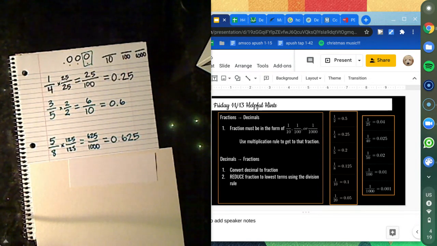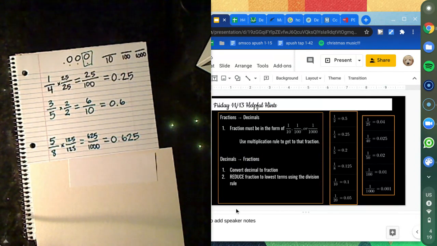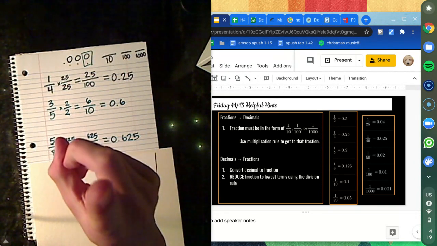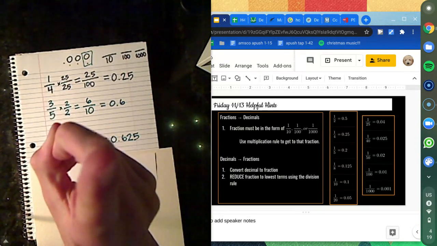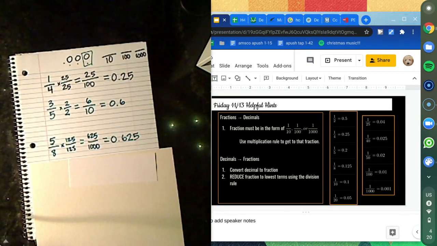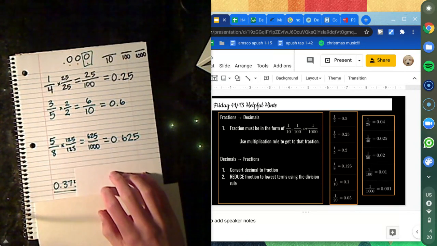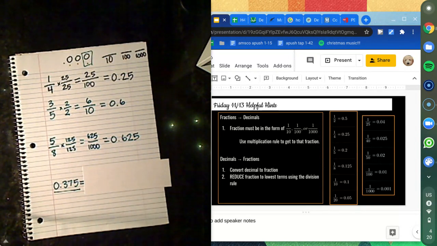Now let's talk about decimals to fractions, shifting gears a little bit. First step is convert the decimal to a fraction. Second step is reduce. And you have to reduce all the way, all the time, always. Got it? Good. Okay. Let's take 0.375 and convert that one into a fraction. Again, this is a big number, okay? This is fourth grade math, not third grade anymore, okay?